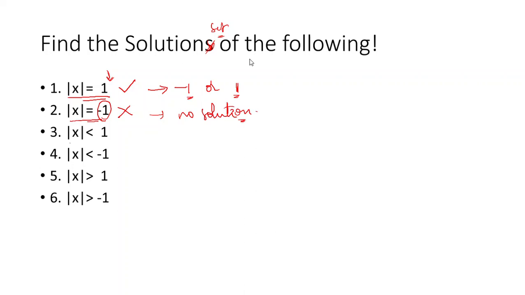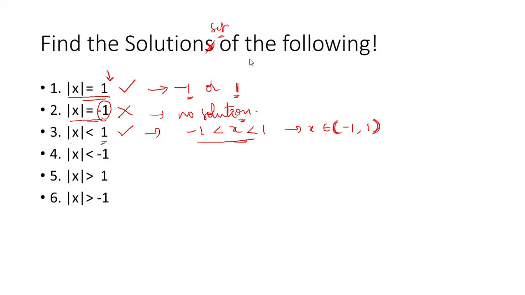Mod x is less than 1. Is this true? Yes, it is. Because the output here is positive. So mod x is less than 1. This implies that -1 less than x less than 1. This is our solution set. So mod x can be less than 1 only when x lies in between -1 and 1. This is the open interval -1, 1.